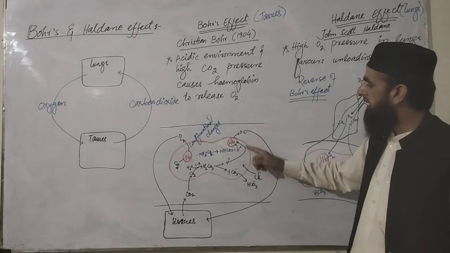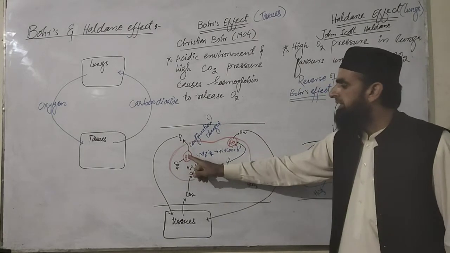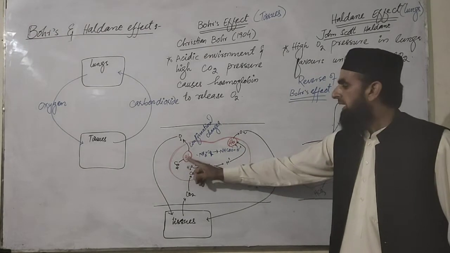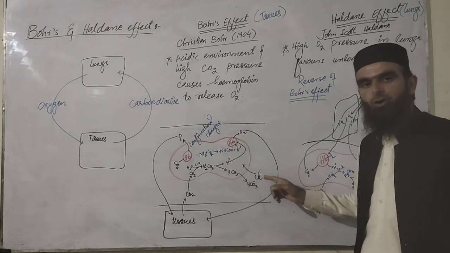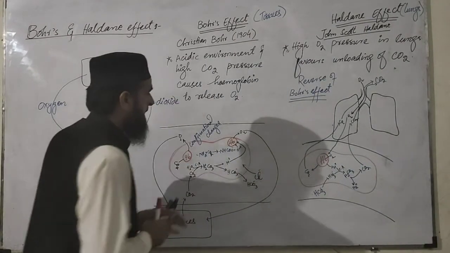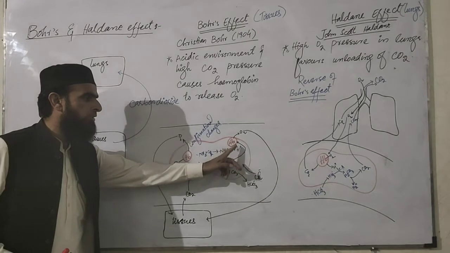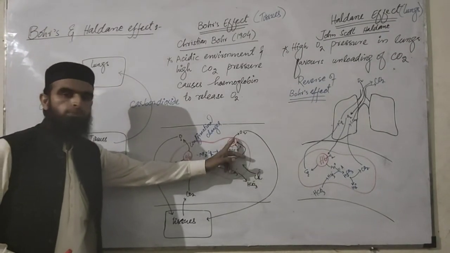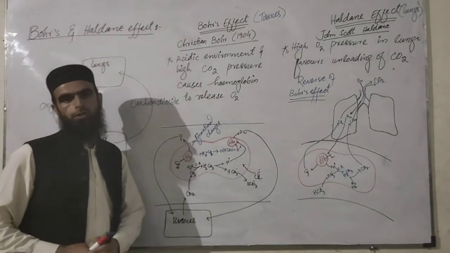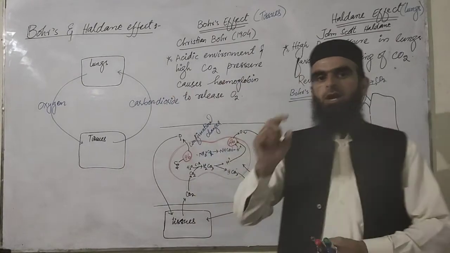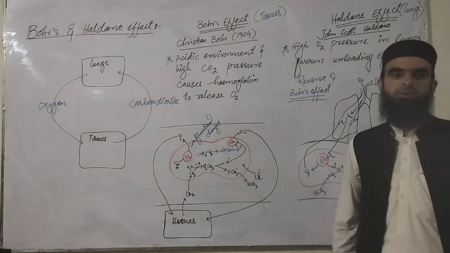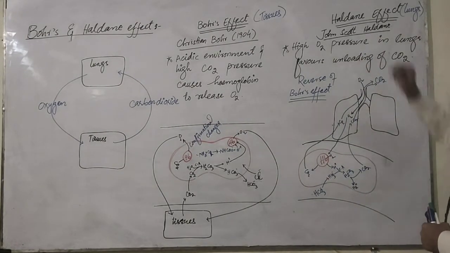So the oxygen is released by the addition of proton or by the addition of carbon dioxide. Meaning acidity or high carbon dioxide pressure causes the hemoglobin to unload the oxygen, and this is Bohr's effect. And it is said that for the attachment of each proton, one oxygen molecule or two oxygen atoms are unloaded, and this is called Bohr's effect. Another effect is the Haldane effect.